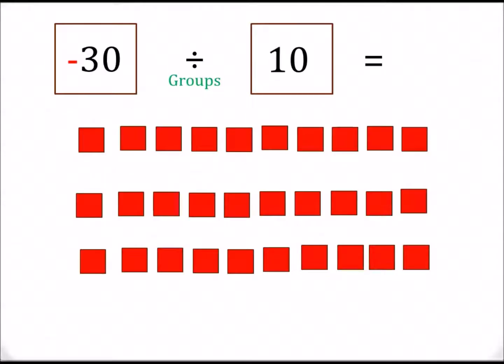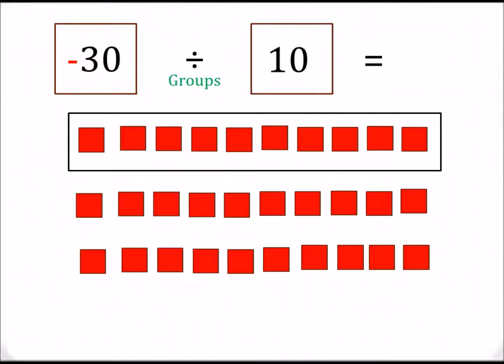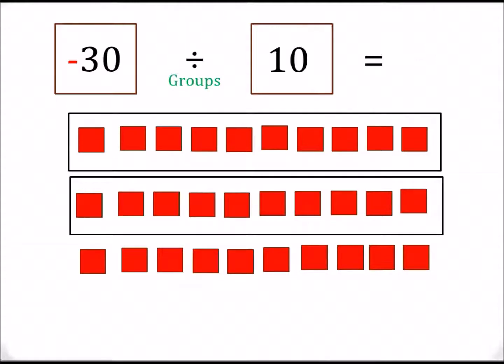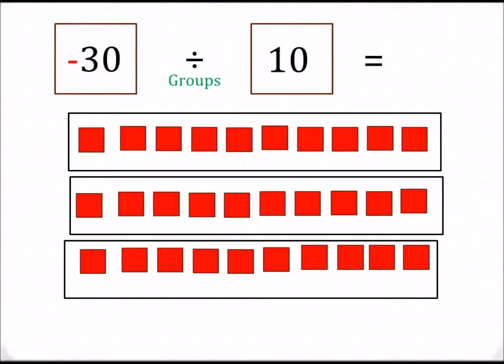So we have negative 30 tiles, and we want groups of 10s. Here's one group of 10, here's a second group of 10, and here's a third group of 10s. So how many groups do we have? We have 3 groups of negative 10.